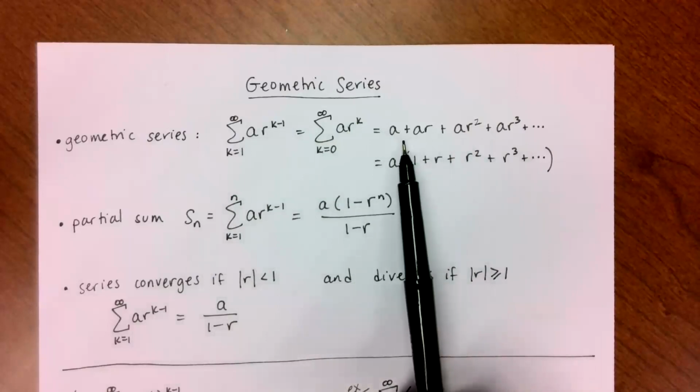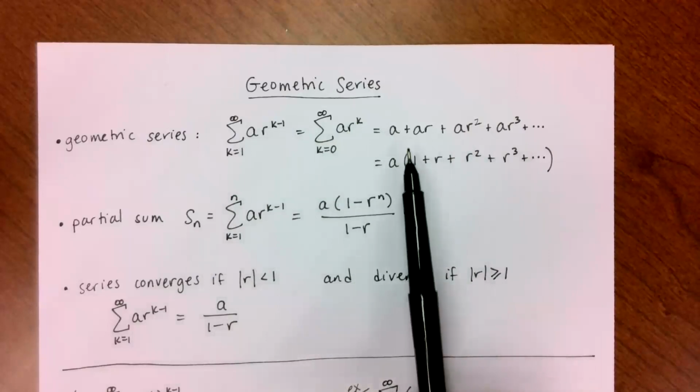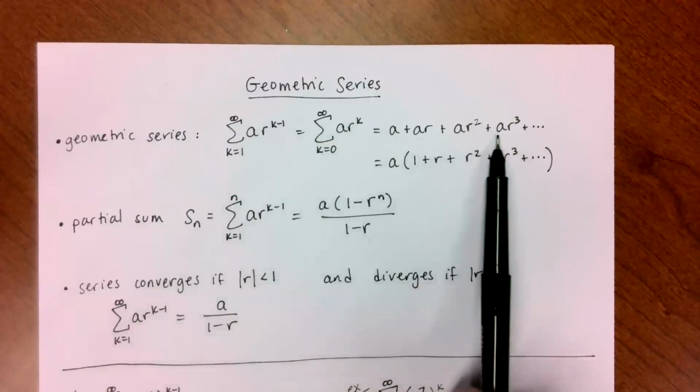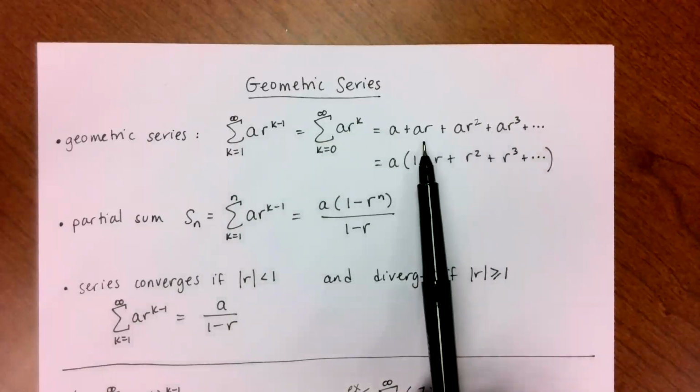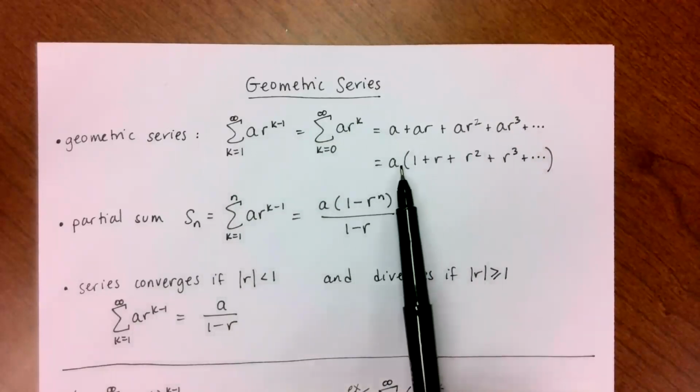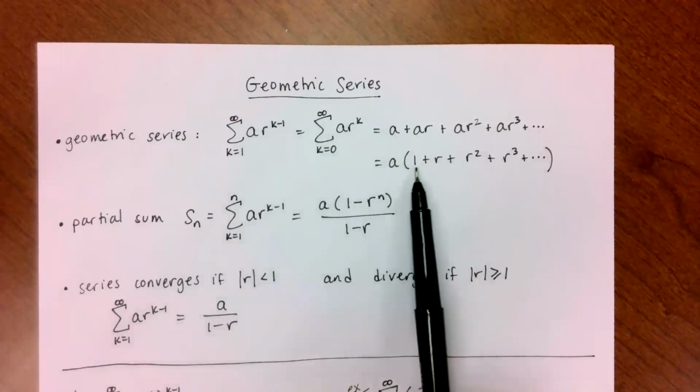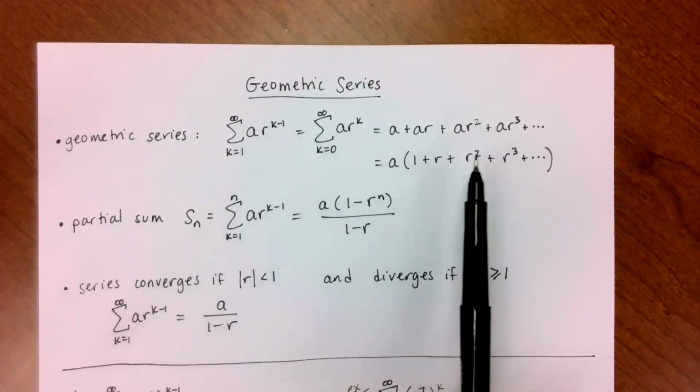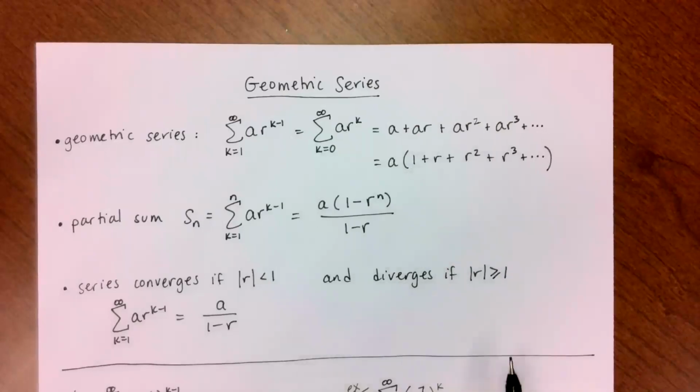And then one perspective that I find occasionally really helpful is if you imagine factoring the a out of every single term here. They all have one a. So if you factor it out, then in parentheses, what's left is 1 plus your number, that is r, plus that number squared and cubed and so on.